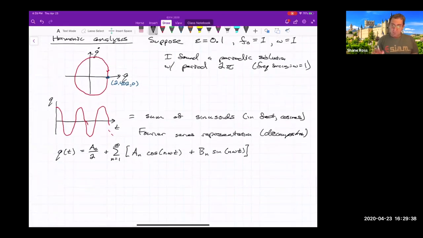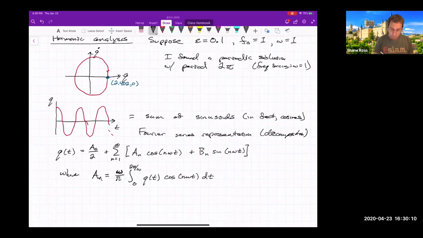And these an and bn coefficients come from doing an inner product in function space. But you probably just learned it as: an is omega over pi, integrating from 0 to pi over omega, so integrating over a period, Q, your given function, cosine n omega t dt, and bn is omega over pi, integrating over one period, Q with sine n omega t. If you've seen anything on Fourier series, hopefully this looks familiar to you.